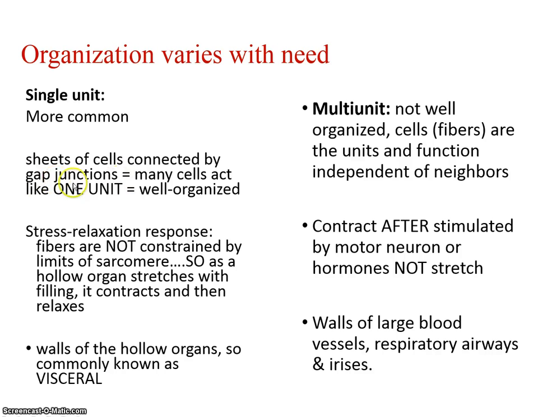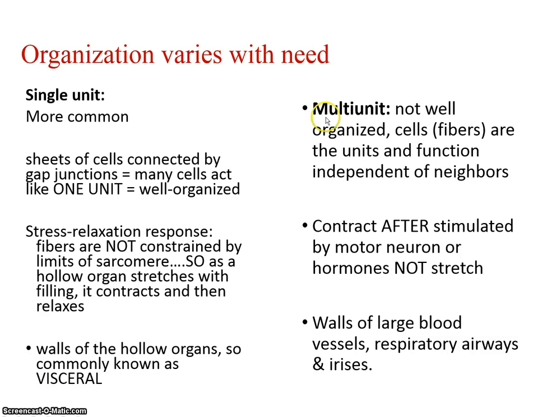We've got these gap junctions to spread electricity quickly, and these cells, it's all for one, right? In this case, the fibers are not constrained by the limits of the sarcomere. As we see stretch in a tube or an organ as it fills, this causes contraction and then relaxation. So we have rhythmic contractions that get set up according to this. These single units, the sheets of smooth muscle cells, are found in the walls of hollow organs, so they're commonly also known as visceral, right?